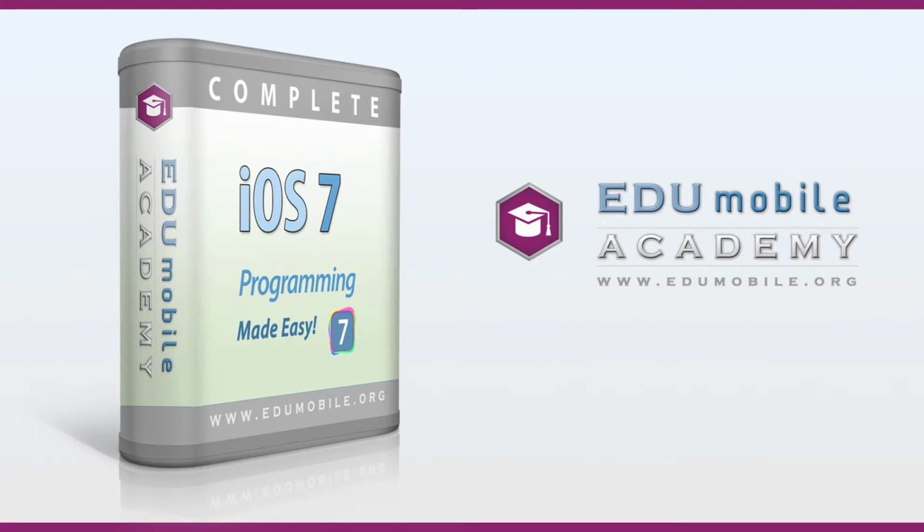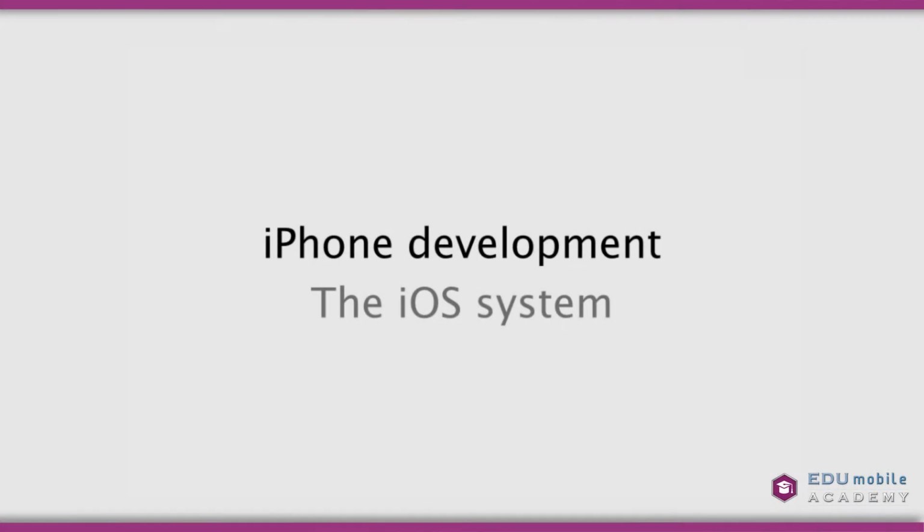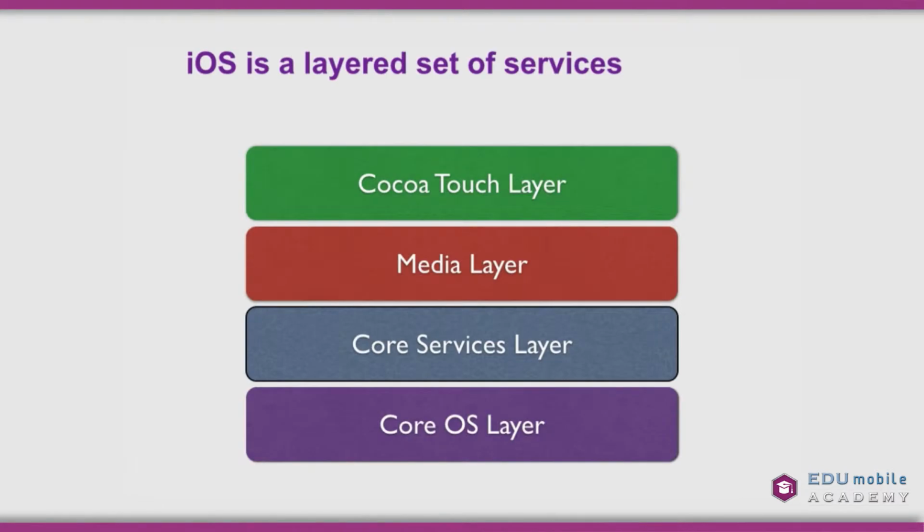I wanted to talk a bit today about the organization of the iOS system and how it is organized into layers containing frameworks. So let's get started with this. iOS itself is a layered set of services. At the bottom, right next to the hardware, we have the core OS layer, which communicates with the hardware, and it has drivers and things like that.